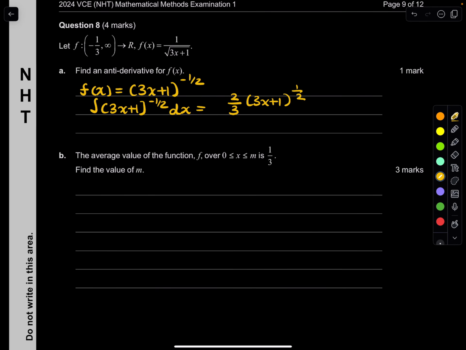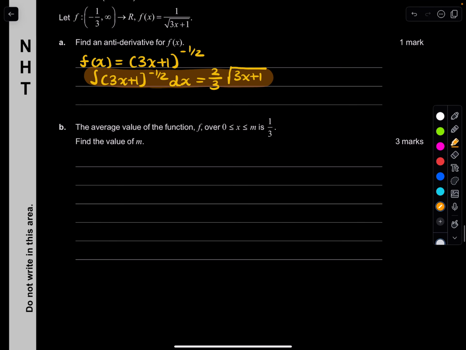And so, that half is going to become a square root. And you don't have to write plus c, by the way. That looks great. Have I made any algebraic mistake here? Does not look like it. Yep. The integral of that is 2 over 3 of 3x plus 1. Perfect. Okay. B. So for 3 marks, let's do this.